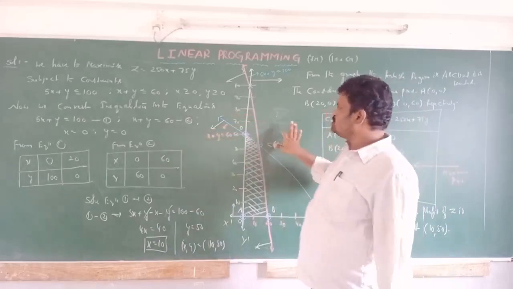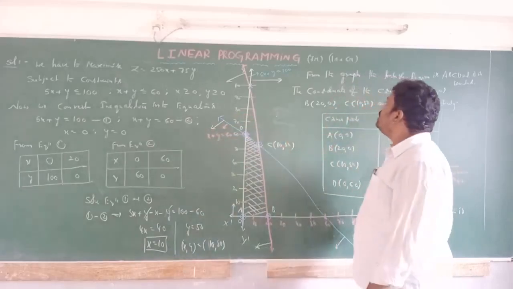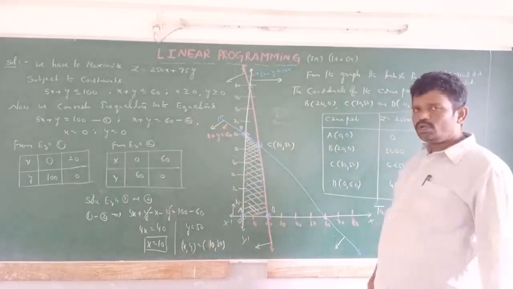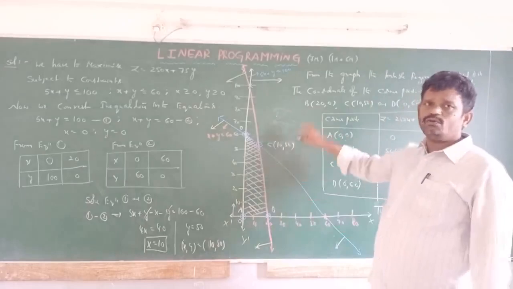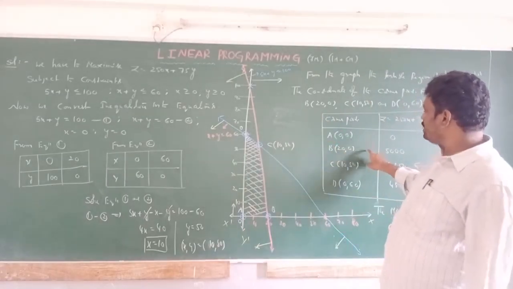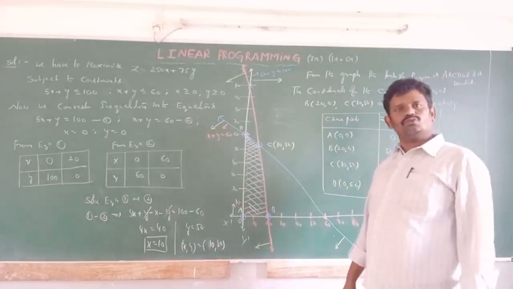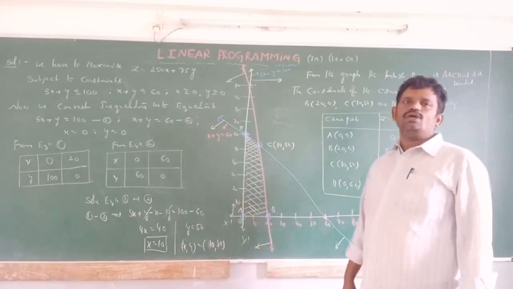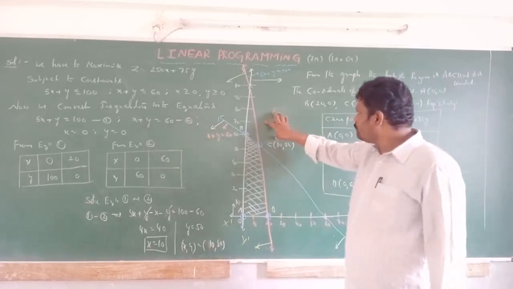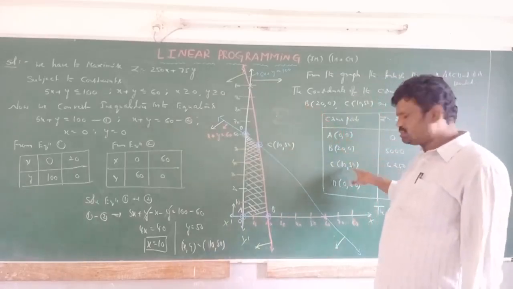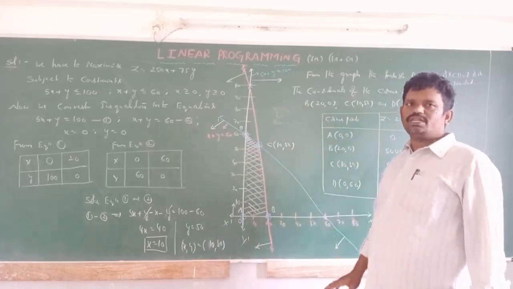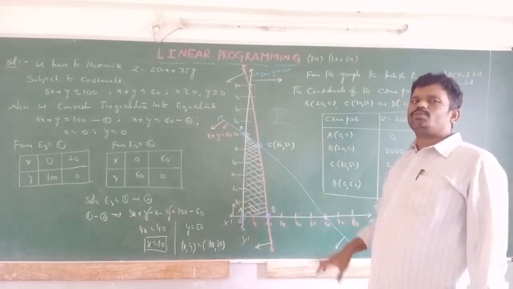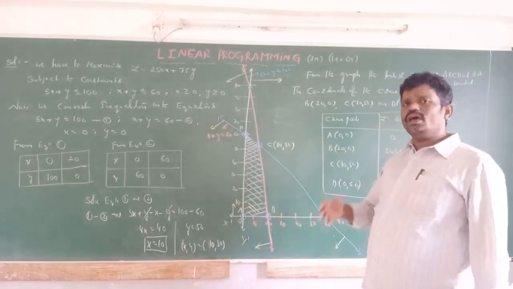For the marks: the graph gives 2 marks, finding the corner points 1 mark, the table 2 marks, and the last conclusion 1 mark. That is the division of the marks in these graph problems, 6 marks in total. Easy, if you solve one or two problems, you will easily understand the remaining ones.